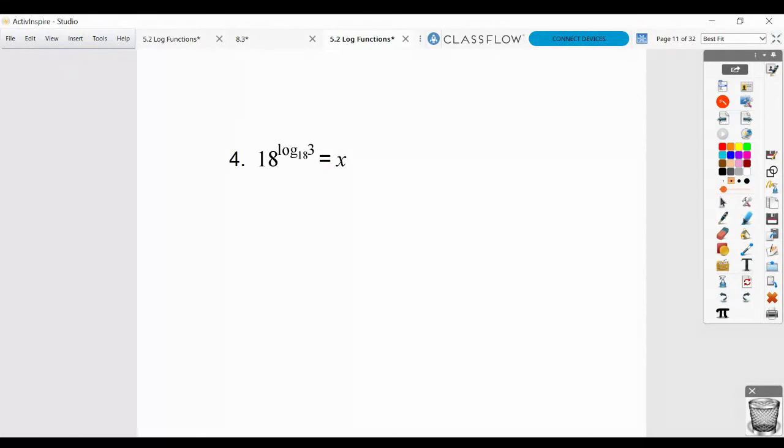Okay, here's property number 4. So you have 18 to the log base 18 of 3 equals x. The property is a to the log base a of x equals x. So if you try and just match up what the x would equal here, you have the same thing here. So x equals 3.